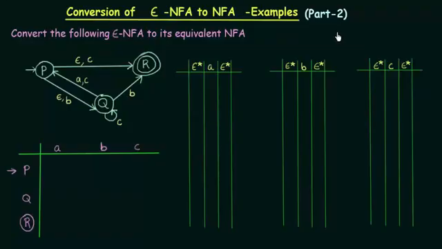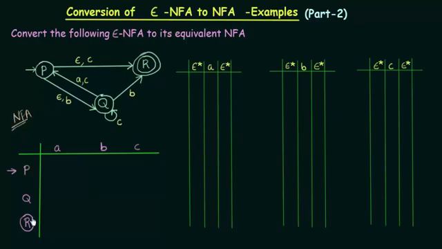In this lecture, we will be seeing another example of conversion of epsilon NFA to NFA. So we have our question given here, that is to convert the following epsilon NFA to its equivalent NFA. We have an epsilon NFA given here. We see that epsilon symbols are used, and also there are three states here, P, Q and R, where P is the starting state and R is the final state. And also there are three input symbols in this NFA, A, B and C. So we will convert this to its equivalent NFA.